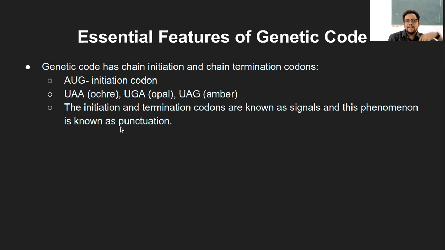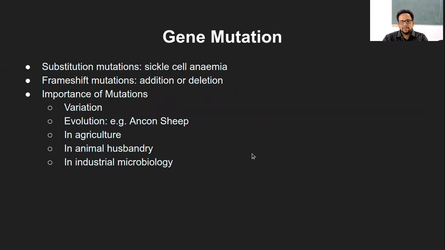Because, just like how we have a capital first letter in a sentence that says okay, this is the start of the sentence, and a full stop acts as okay, this is the end of the sentence. So that is like punctuation for the English language. Similarly, the punctuation for genetic code is the initiation codon and the stop codon. So that is one additional feature that we missed out in terms of genetic code.